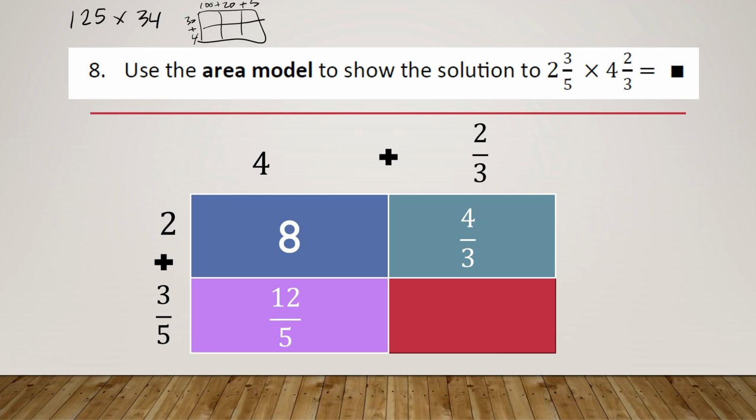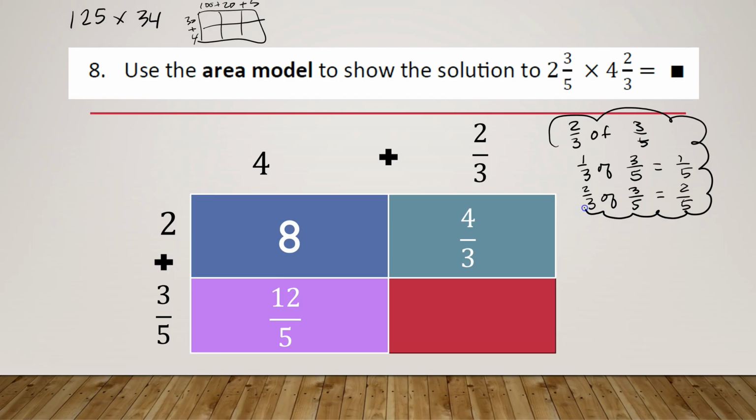And then 2/3 of 3/5. So now I'm going to think 1/3 of 3/5. What is 1/3 of 3/5? 1/3 of 3 is 1. 1 what? 1/5. So then 2/3 of 3/5 is just double of that, which is 2/5. And that's how I would think in my head, right?